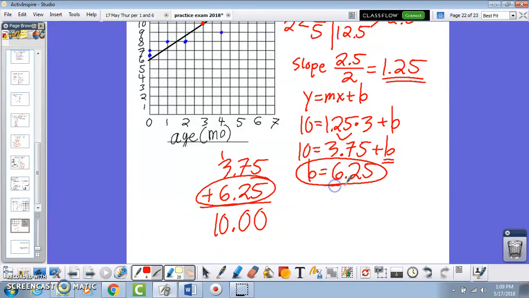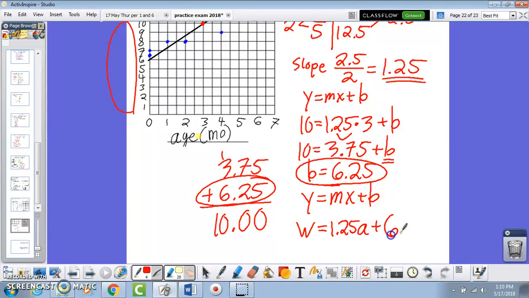Got that y-intercept. I've got to write the equation. Usually it's y = mx + b, but this equation actually has a context to it. So the y is actually this value over here, which is the weight. So I'll put w, because it's the weight of the baby, is equal to the slope, 1.25, times, it's not x, it's the age. So a for age, plus my y-intercept, 6.25, and that is my equation for my scatter plot.